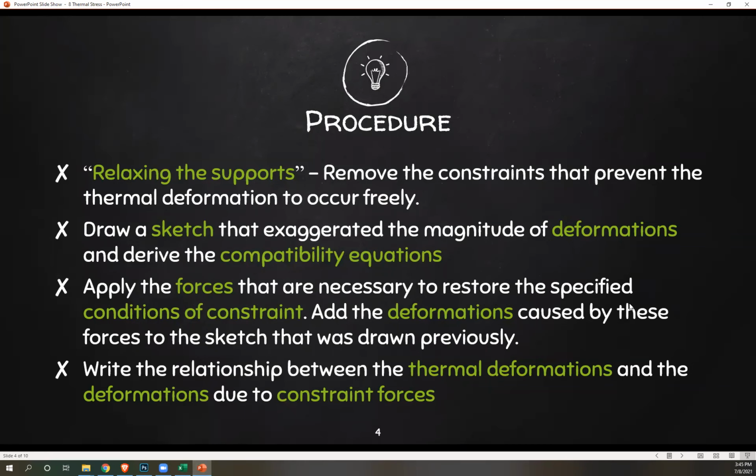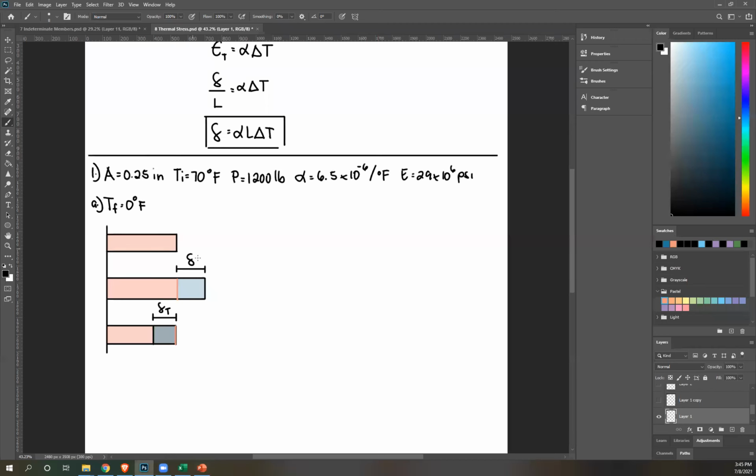Okay. And then the next step after letting it deform, apply the forces necessary to restore the specified conditions of restraint. So now we're gonna apply another force to make it go back to its original position, meaning we're gonna stretch it out to this position again. Okay? Because this is the original position of your rod. When we relax the support, it turns into this, and then decrease temperature, it turns into this. Then apply force, right, to make it go back here again.